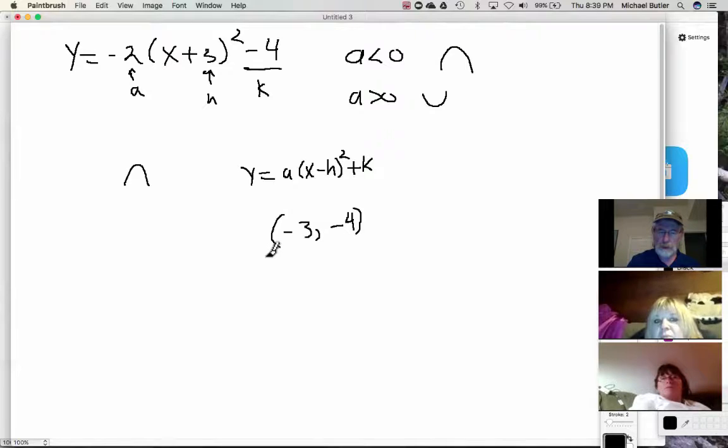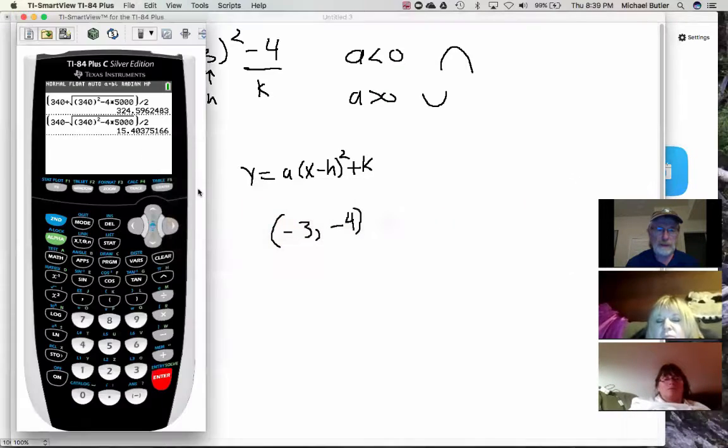Okay? All right, so now what I know is that this point right here, the vertex point, is at -3, -4. All right, so now here's the part that's golden. So we're going to go into our calculator, and we're going to actually put that into my calculator. We're going to take a look at it.